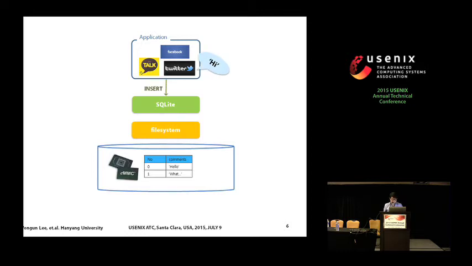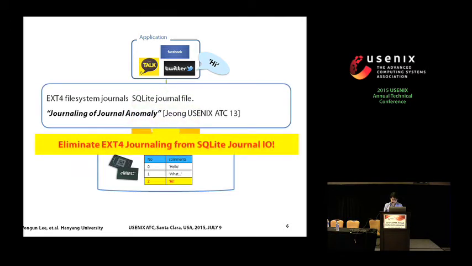Suppose we are typing "hi" on an app, then SQLite is called to write 2 characters, and those 2 characters of SQLite create 40 kilobytes of writes to the storage. It is because the ext4 file system journals the SQLite journal file. This is called the journaling of journal anomaly.